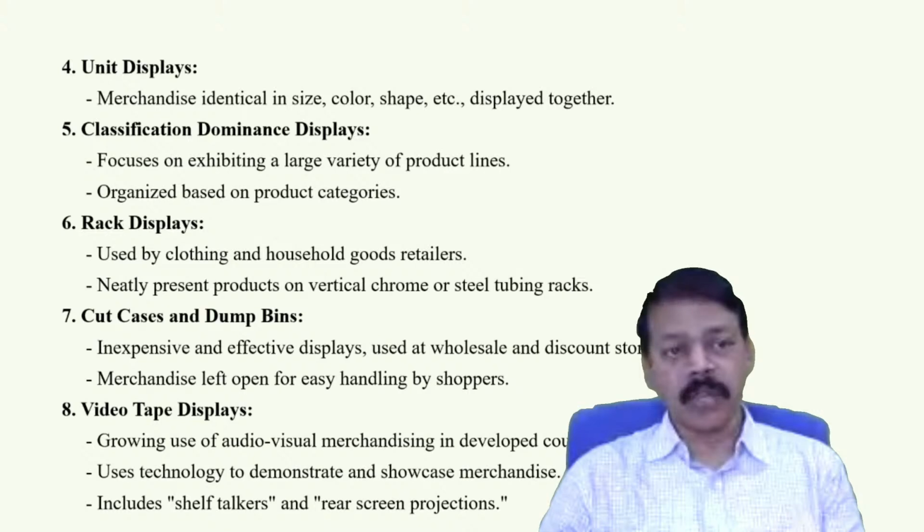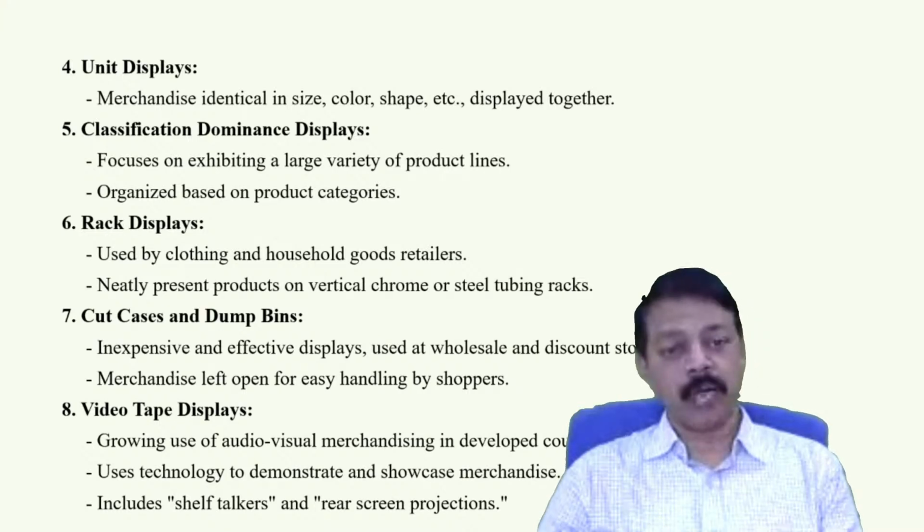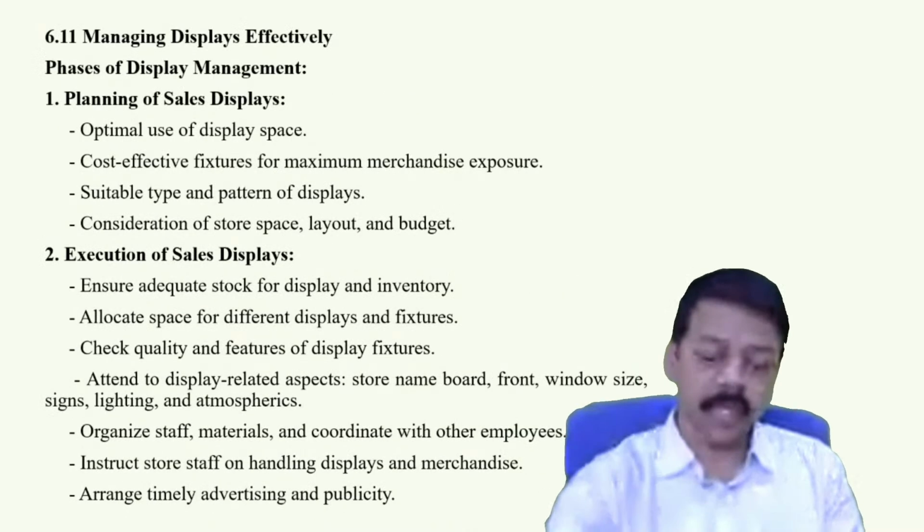Classification dominance displays are another way. You have rack displays, used by clothing and household goods retailers, that neatly present products on vertical chrome or steel racks. Cut cases and dump bins enable inexpensive and effective displays used at wholesale and discount stores. It can be merchandise left open for easy handling by shoppers. It can be videotape displays as well.